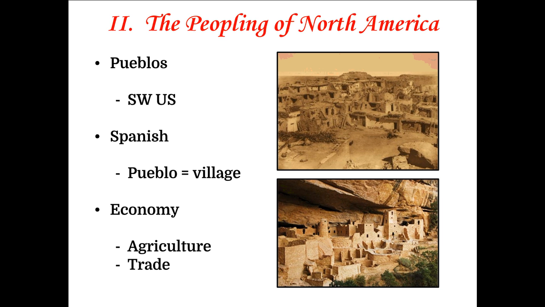And the Pueblos were called that by the Spanish. The Pueblos lived in these little villages, these adobe dwellings that were made into the environment that they lived. And Pueblo is Spanish for village. The economy was based on agriculture, and we have extensive evidence that the Pueblos traded with Native Americans that were quite a distance away from them.